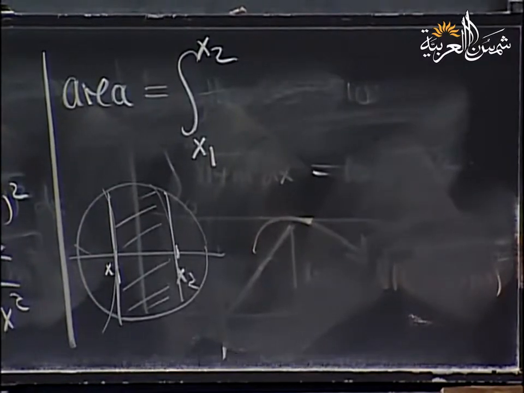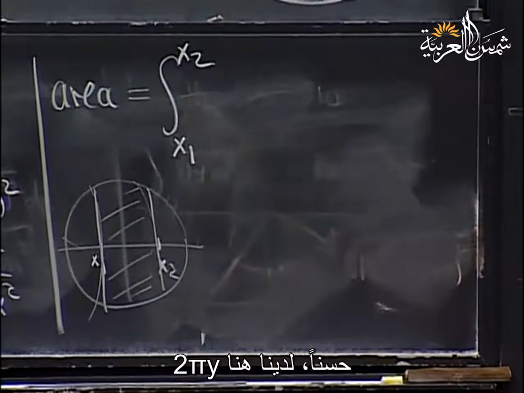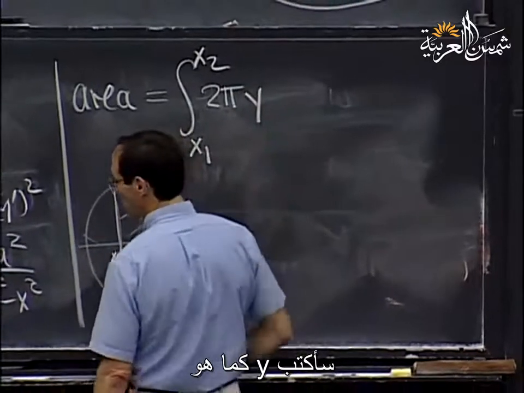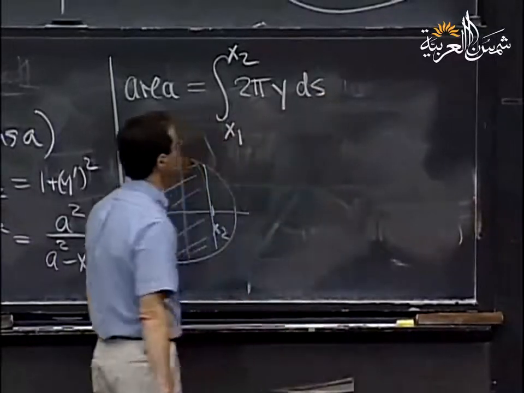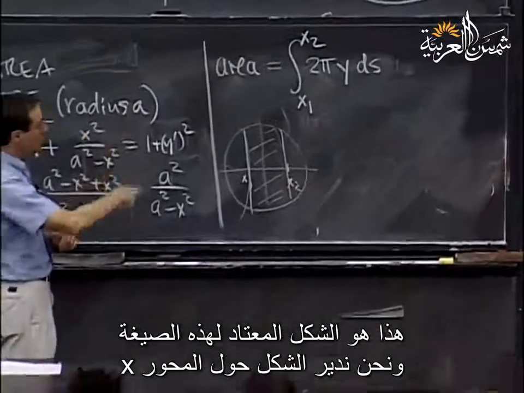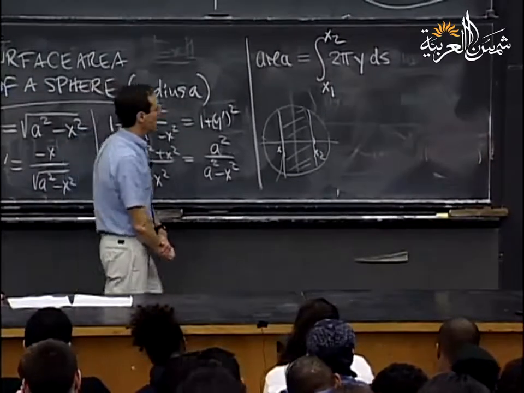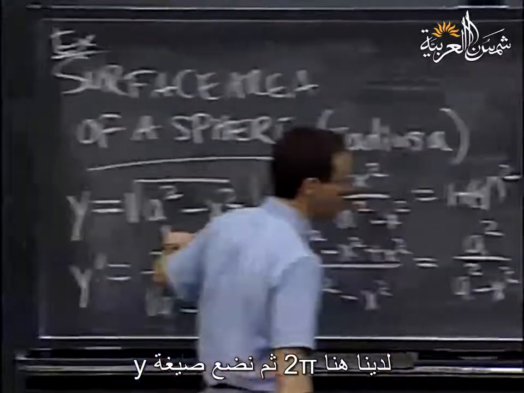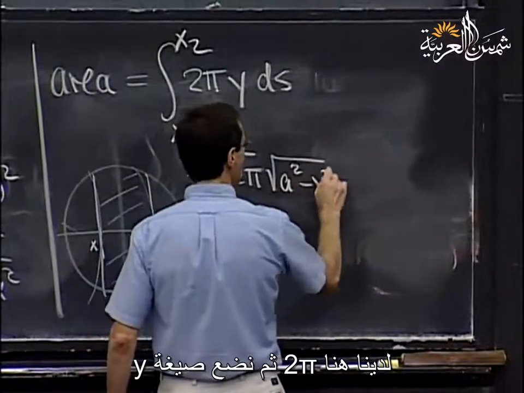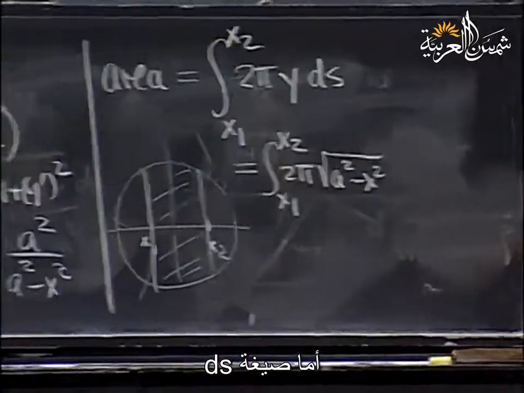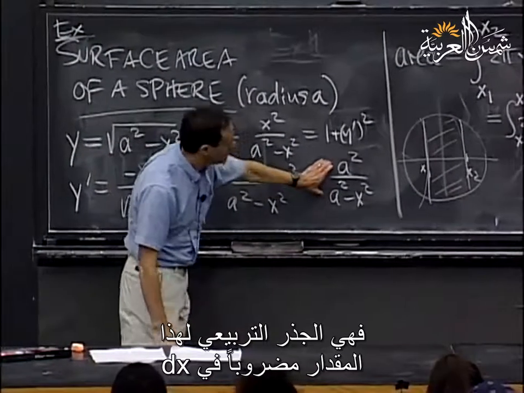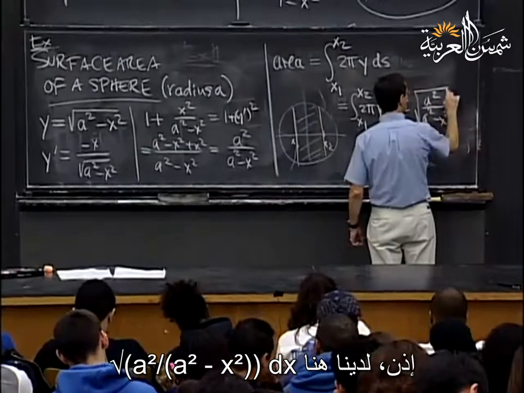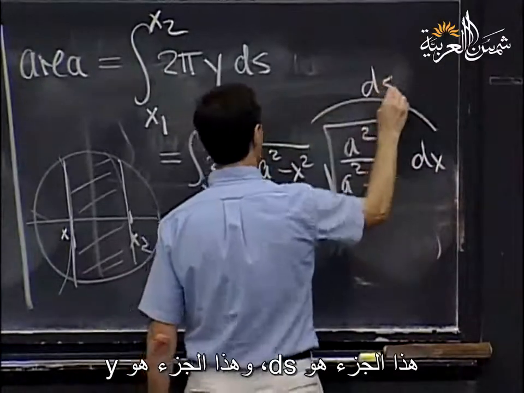So the area is going to equal this. And what is it going to be? Well, so I have here 2 pi times y. I'll just leave it as y for now. And then I have ds. All right, so that's always what the formula is when you're revolving around the x-axis. And then I'll plug in for those things. So 2 pi, the formula for y is square root a squared minus x squared. And the formula for ds, well, it's the square root of this times dx. So it's the square root of a squared over a squared minus x squared dx. All right, so this part is ds, and this part is y.